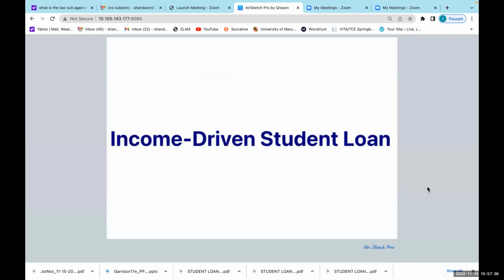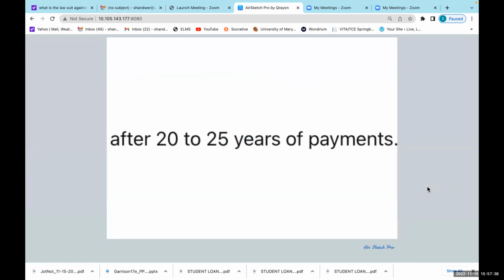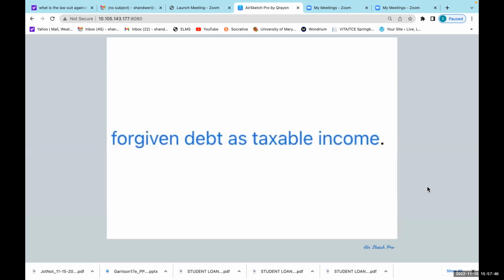Income-driven student loans, again, I highly encourage them. What they do is they forgive after 20 to 25 years when they're income driven. So I really highly encourage getting into that. And just as a quick rundown, we'll do this like a movie.